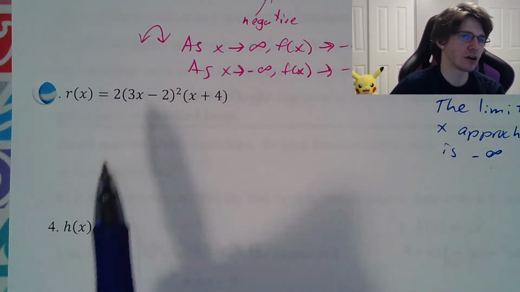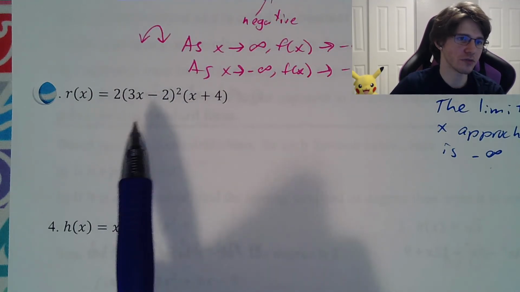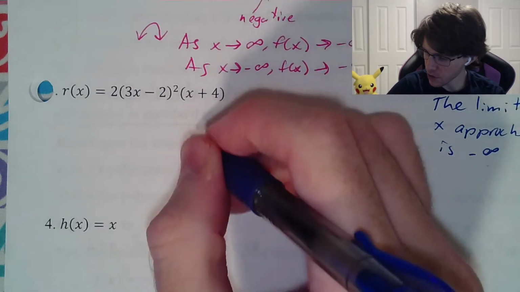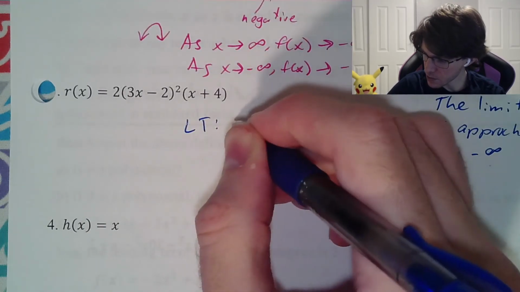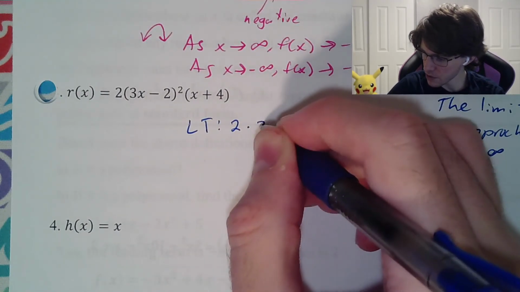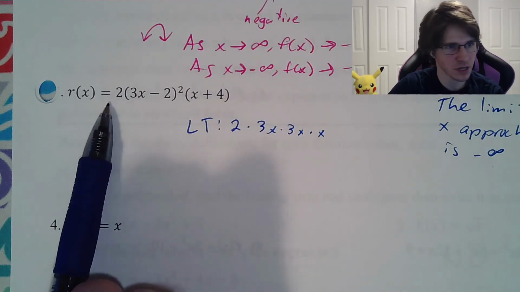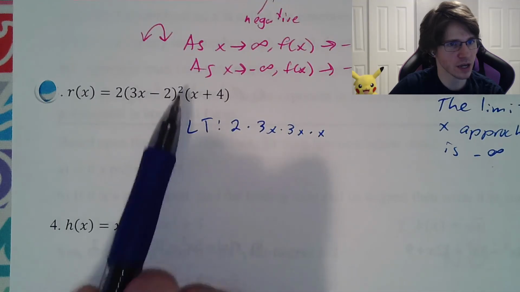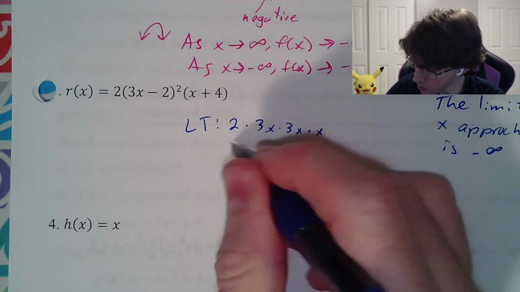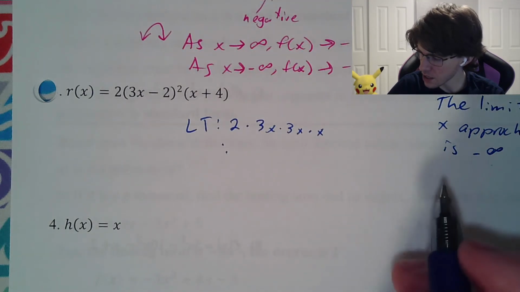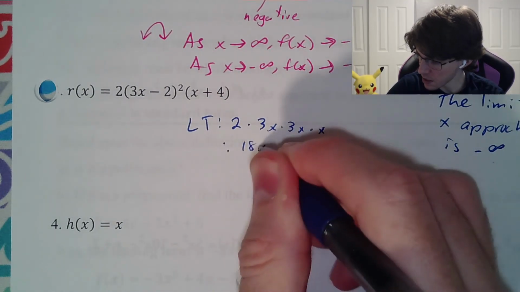Let's do the next problem. R of x equals 2 times (3x minus 2) squared times (x plus 4). So the first thing we've got to do is figure out that leading term. That leading term is going to be 2 multiplied by 3x multiplied by 3x multiplied by x. It is going to be this guy times this guy, but that guy again times x. The overall result is going to be 2 times 3 times 3. What is that? 18x cubed.